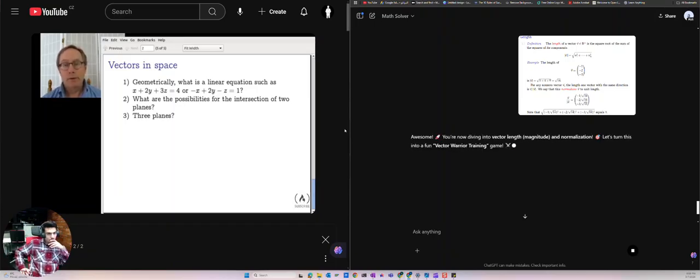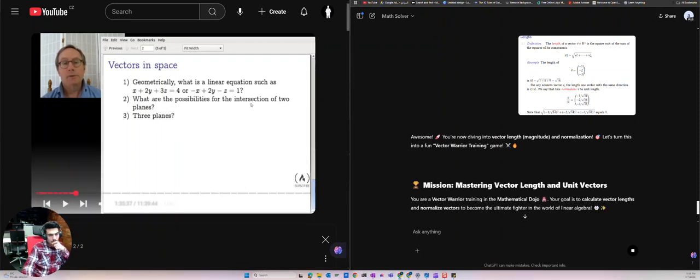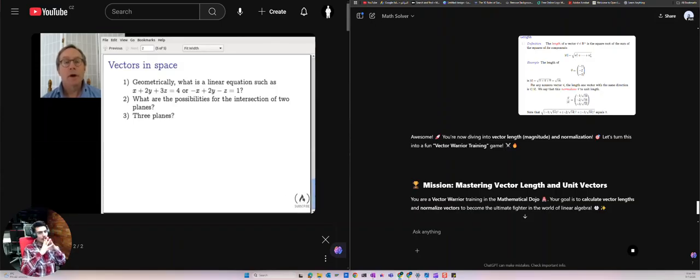So for starters here, we have these three. The first one is, what is a linear equation? If you have x plus 2y plus 3z equals 4, or minus x plus 2y minus z equals 1, what does that represent geometrically? In doing the homework, and because the materials review previous classes, you recognize that x plus 2y plus 3z equals 4 is, strictly speaking, a one-equation linear system with two free variables, y and z. So you can express x in terms of y and z.